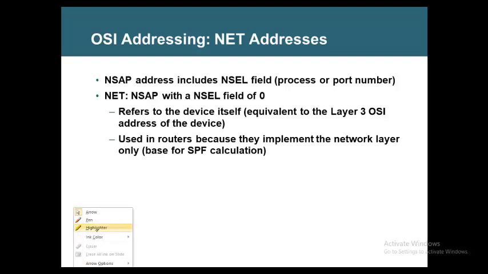So, OSI addressing, NET address. The NSAP includes the N-selector field, which identifies the processor or port number. NET is an NSAP with N-selector field of 0, which refers to the device. What you need to know is the last digit, the last one octet should be 00 to identify the IP version of ISIS, that is to fit inside OSI.